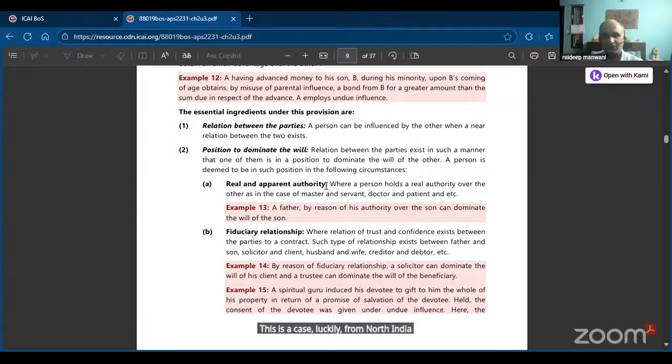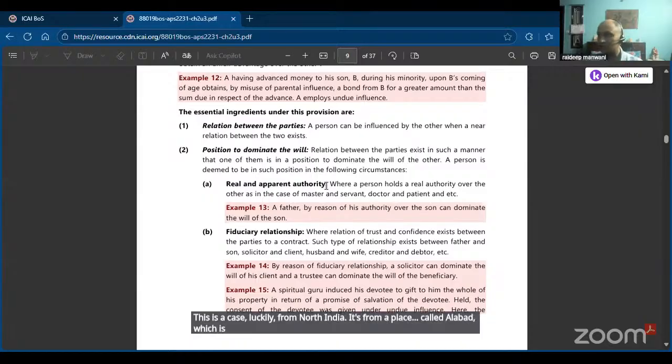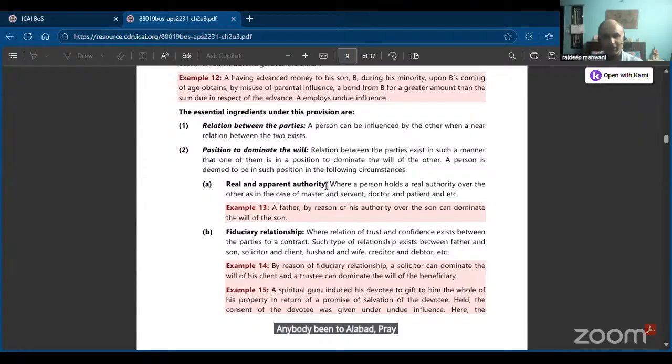It's from a place called Allahabad, which is now called Prayagraj. Has anybody been to Allahabad, Prayagraj? There was some Kumbh Mela recently, no? Mahakumbh. Yes. You went, Pranav? No, sir, my dad went. I had exams. Okay, okay. I've been there, but I've not gone during the Kumbh Mela. I've gone during some other time.